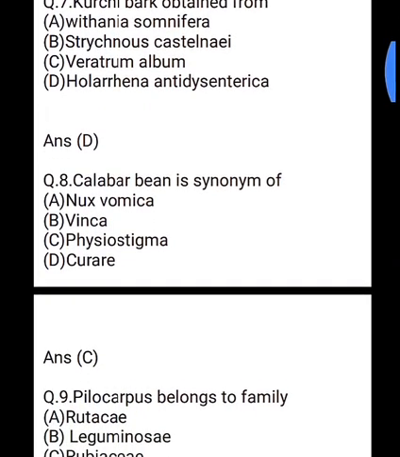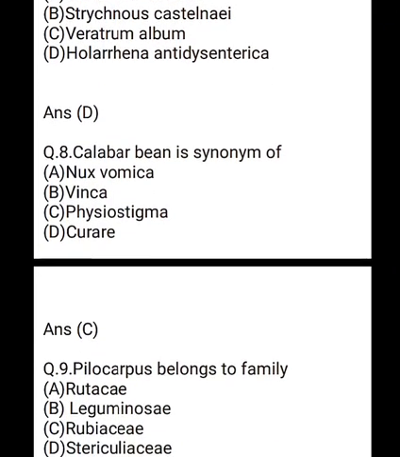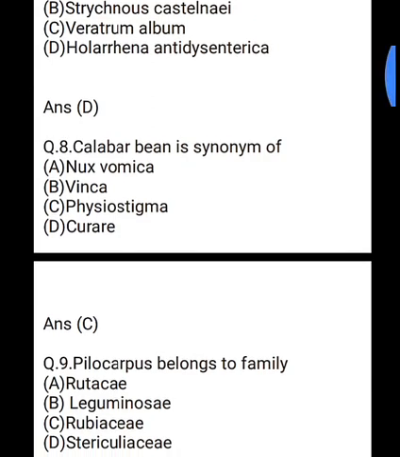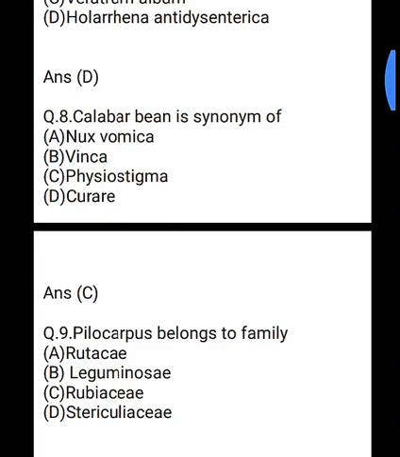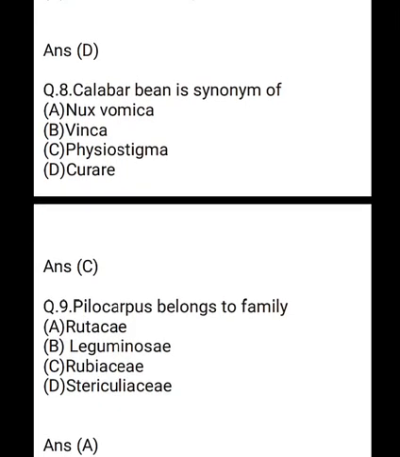Pilocarpus belongs to family, option A Rutaceae, B Leguminosae, C Rubiaceae, D Sterculiaceae. The right answer is option A, Rutaceae. Leguminosae is Senna, Rubiaceae is IPECAC, it is a trick: IPECAC, Ruby. And Sterculiaceae is the family to which the drug cola belongs.